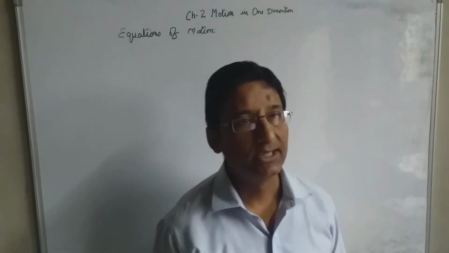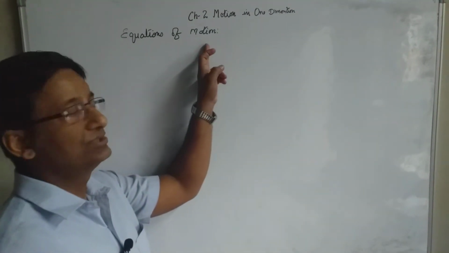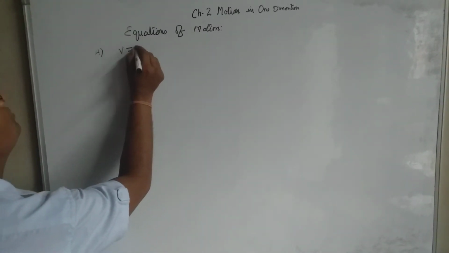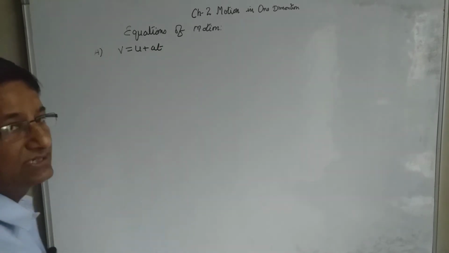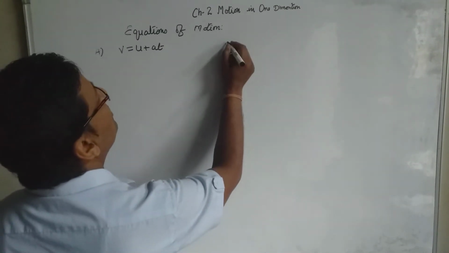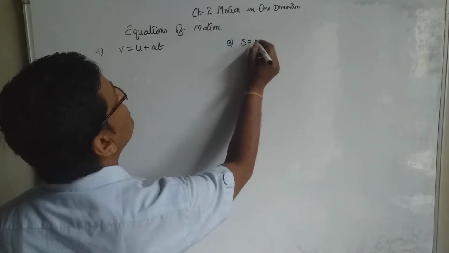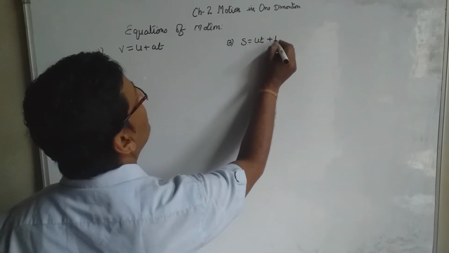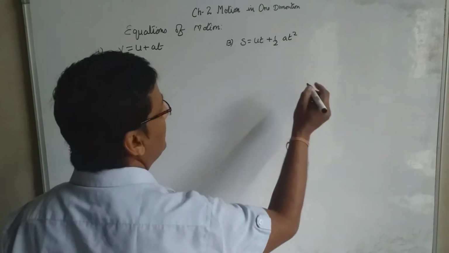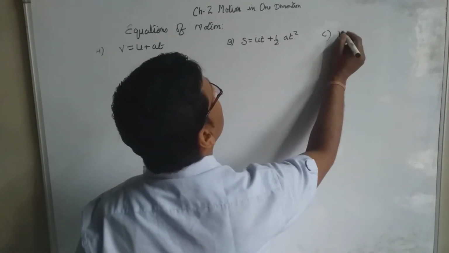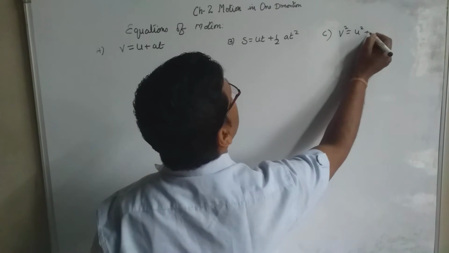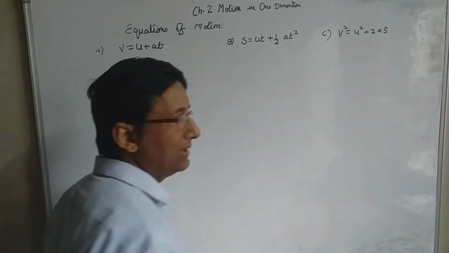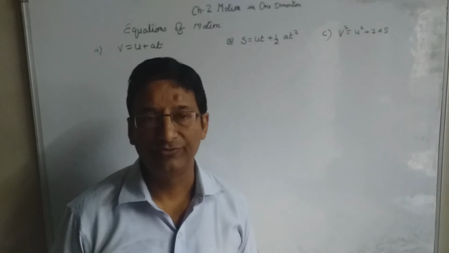Today we will discuss equations of motion. There are three equations of motion. The first one is V equals U plus AT. This is the first equation of motion. The second equation is S equals UT plus half AT square. And the third equation is V square equals U square plus 2AS. So these are the three equations of motion.